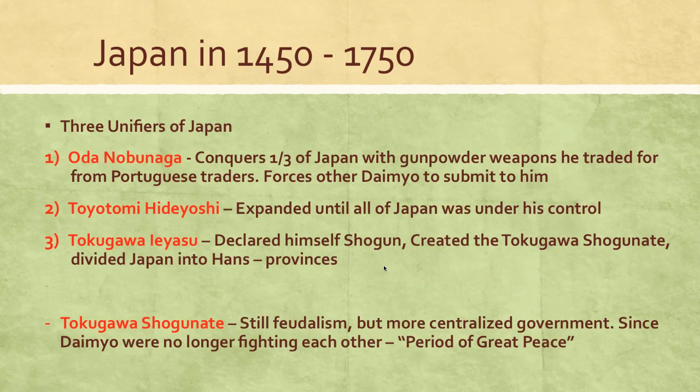Japan is going to follow China in this era. We've talked about the 3 unifiers of Japan that occur during this time period: Oda Nobunaga, Toyotomi Hideyoshi, and Tokugawa Ieyasu. Ieyasu is going to establish the Tokugawa shogunate, which still is, for most intents and purposes, feudalism, but there is a central government. And the daimyo are no longer fighting each other. They have to be loyal to the central government because of the system in place in which the daimyo's families have to keep a residence in the capital when they go back to visit their home han.